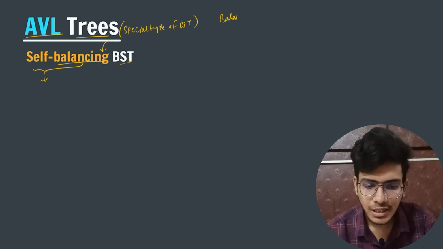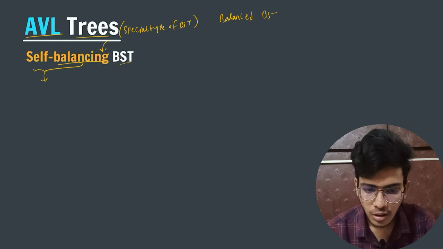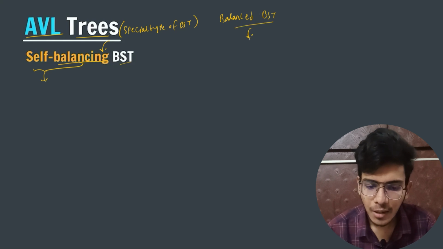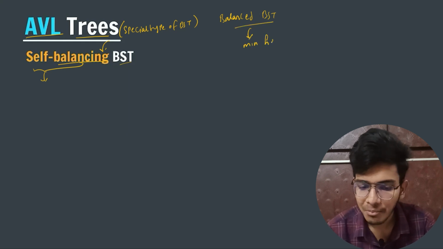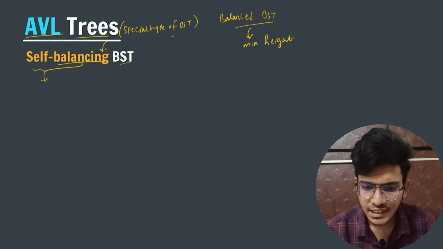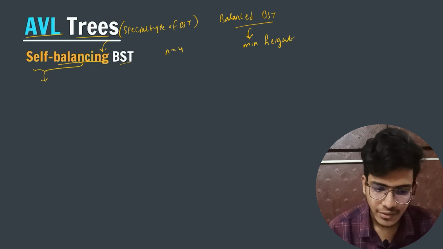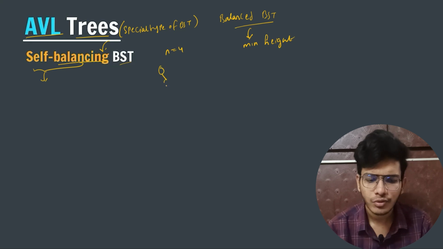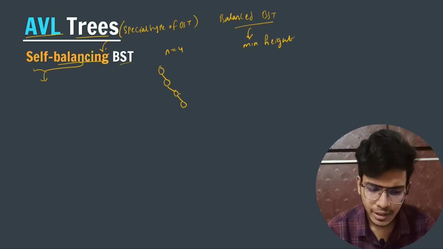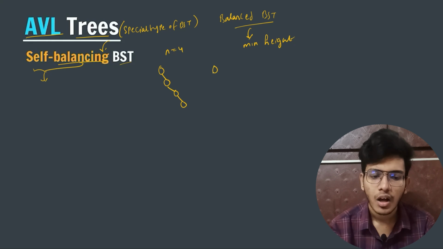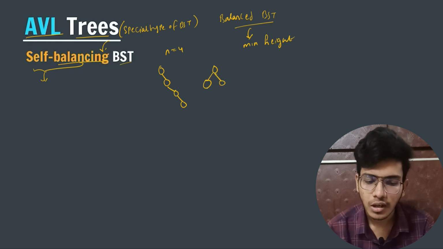A balanced BST is nothing but a BST which has minimum height. Let's say that there are 4 nodes. I can build these 4 nodes something like this. I can build a BST of 4 nodes like this, or I can build a BST of 4 nodes like this.